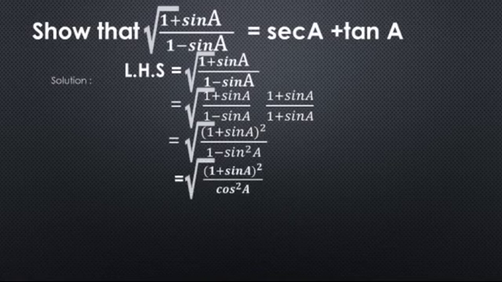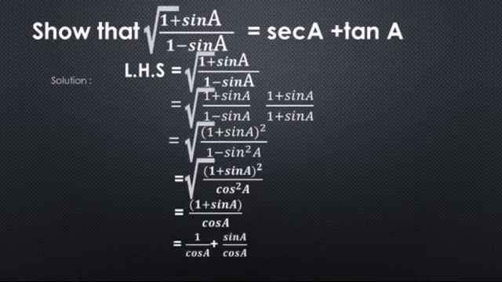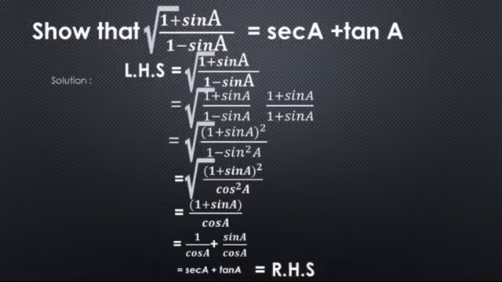Let's cancel root and square. Then we get 1 plus sin A by cos A. We can write 1 plus sin A by cos A as 1 by cos A plus sin A by cos A. We can write 1 by cos A as secant A and sin A by cos A as tan A. So, secant A plus tan A. So, this is RHS.